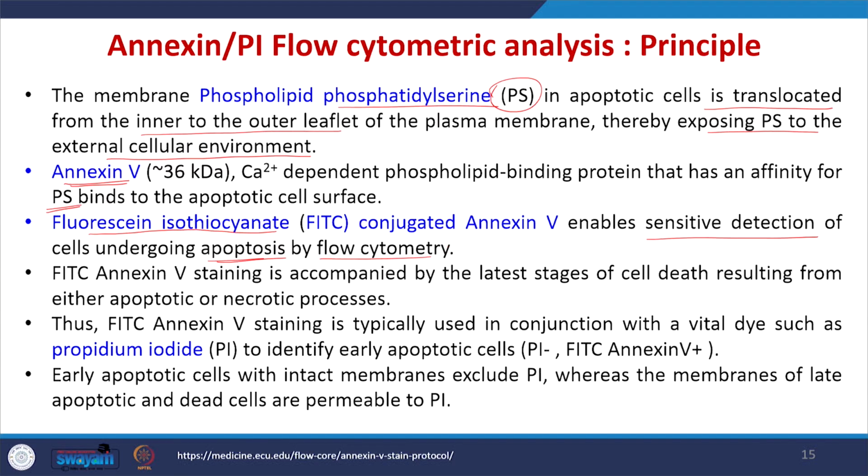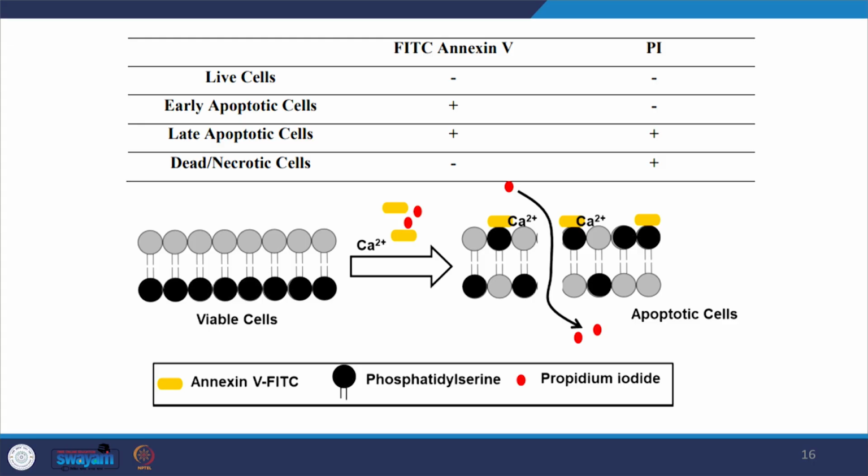In addition to this annexin, if you are adding another dye, that is propidium iodide, it will be easy to identify the early apoptotic cells. Early apoptotic cells have an intact cell membrane, so that will exclude the PI, whereas the membranes of the late apoptotic and dead cells are permeable to PI. So, only the late apoptotic cells and the dead cells will allow the PI to stain the cells. In this way, we can easily detect the cells which are in the early apoptosis and which are in the late apoptosis. So, from this picture you can clearly understand.